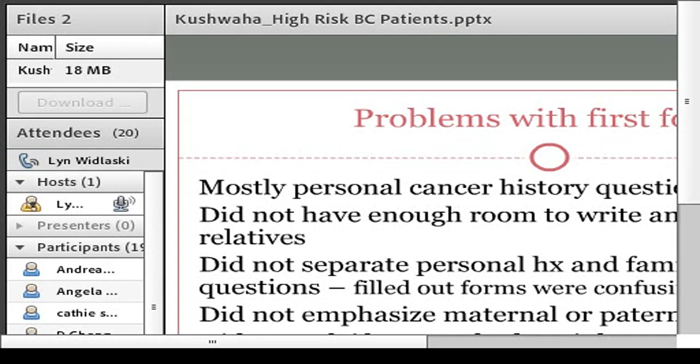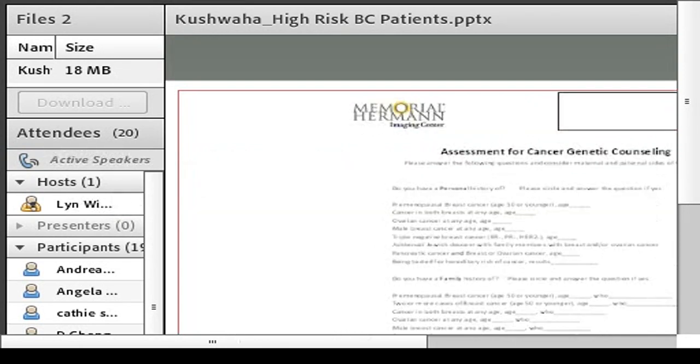We didn't really emphasize maternal and paternal lines. We didn't ask the triple negative question, and we didn't ask about pancreatic cancer at the time. So, second attempt at our form. You can see that we separated personal and family history a little better. It's a little easier for the doctor to quickly glance at it and read, but it still wasn't good in practice, and this is why.